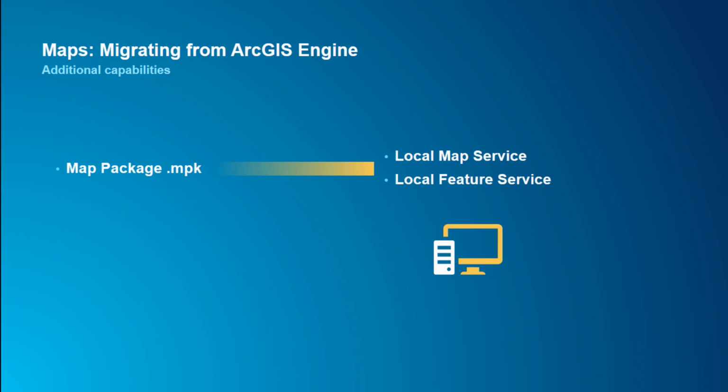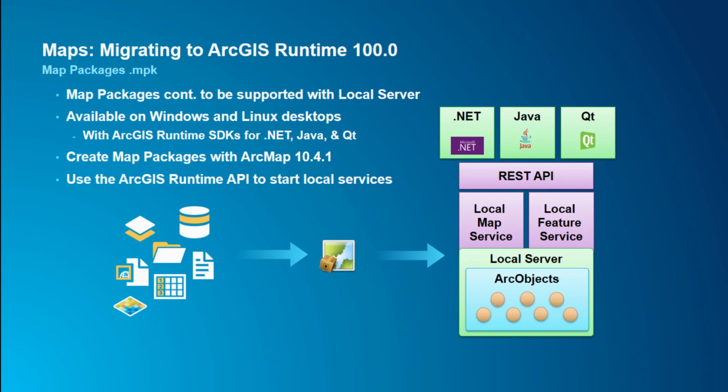So first of all, for map packages, let's talk about local map and feature services. Map packages, as a format that was supported in ArcGIS Engine, continue to be supported in the ArcGIS Runtime with the local server component. As you can see on the diagram on the slide, local server is actually a bundle of Arc objects. They've been built specifically to support Xcopy deployment. In this case, it's not a set of Arc objects that you work with as a developer. We simply use those Arc objects to create local map and local feature services from the map package content and then provide a REST API onto that data.